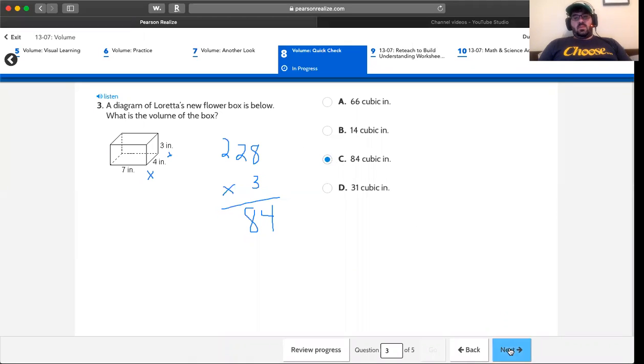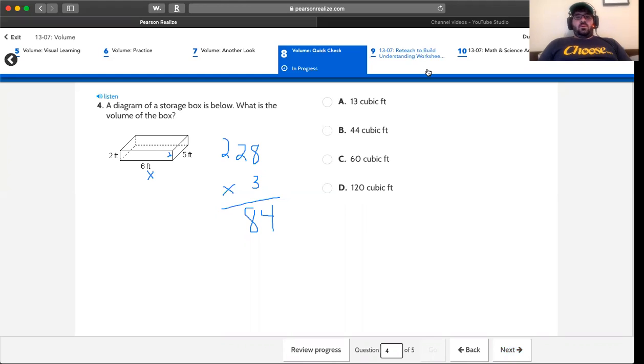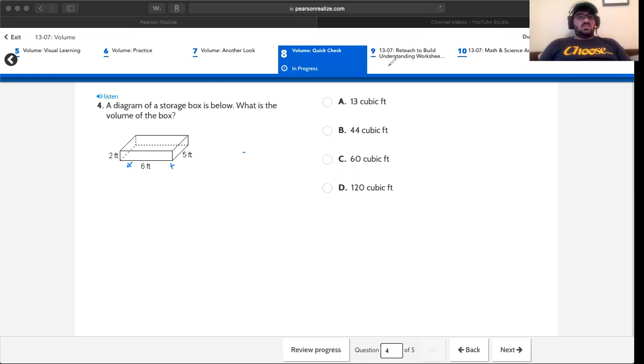Right there. Question 4. A diagram of a storage box is below. What is the volume of the box? Well, let's try it. Multiply. 5 times 6 is 30. 30 times 2, that's 60. We can do that one in our heads. No math required. 60 cubic feet. 5 times 6 is 30. 30 times 2 is 60.